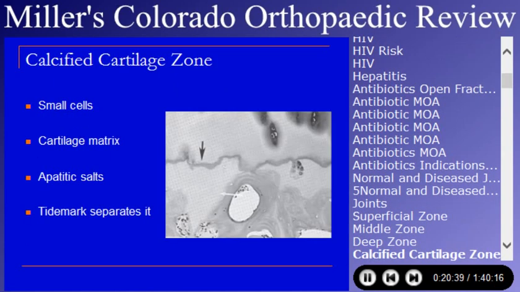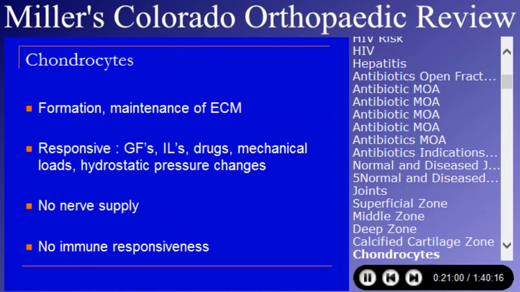The zone of calcified cartilage is marked by the tide mark, which is an H&E staining phenomenon. It has a cartilage matrix, but there are apatitic salts within it. The cells tend to be small and is felt to have shear properties. Chondrocyte is the functional cell of articular cartilage. It serves to form and maintain the extracellular matrix of the cartilage. It is responsive to growth factors, interleukins, drugs, loads, and pressure changes.